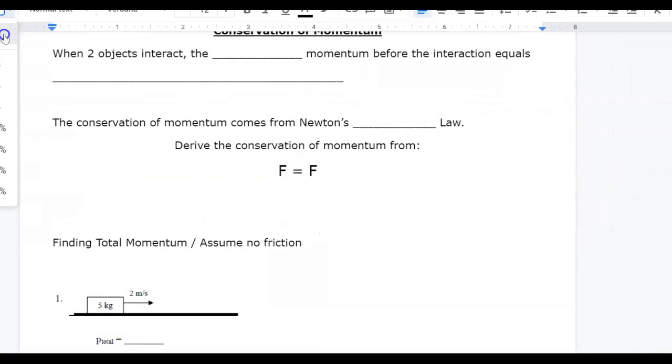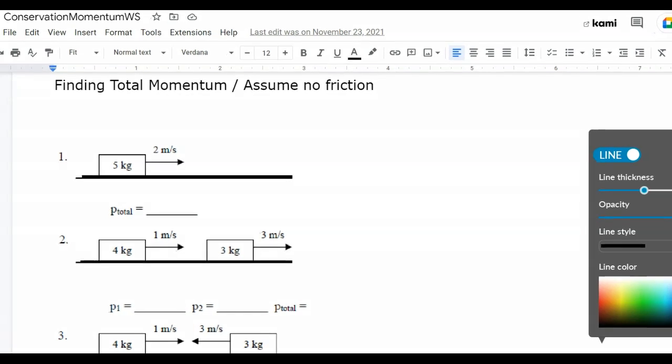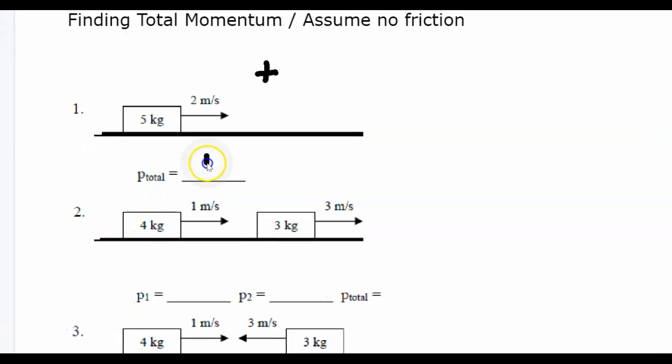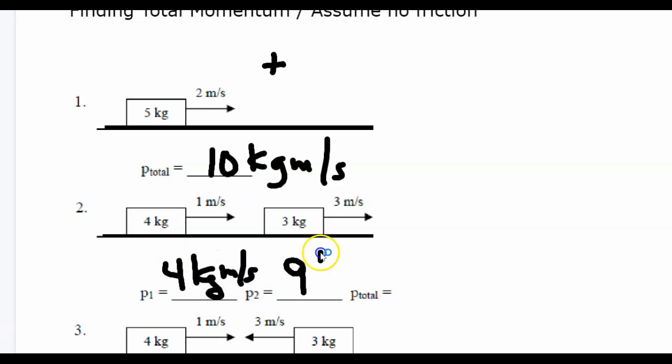Let's take a look at a pretty simple situation. You've got one object with one mass and one velocity, so its total momentum is piece of cake. We'll call this direction positive. So it's 10 kilogram meters per second, because we multiplied kilograms times meters per second. Now you have two objects, one slow, one fast. What's the total momentum? The first would just be 4 kilogram meters per second. This one is 9 kilogram meters per second, and the total would be 13.